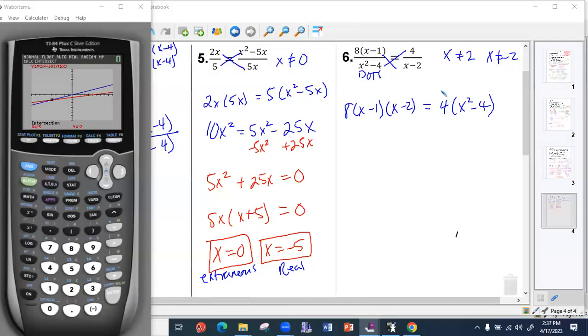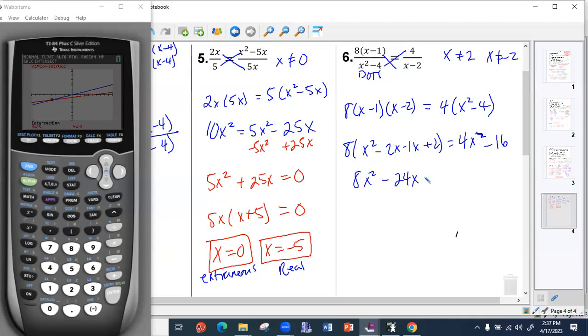All right, so we're going to go forth and multiply. I'm going to distribute, and I get 8 times x squared minus 2x minus 1x plus 2 equals 4x squared minus 16. Now I'm going to distribute the 8. So I get 8x squared, a negative 2 and a negative 1 makes negative 3, and negative 3 times 8 makes negative 24x plus 16 equals 4x squared minus 16.